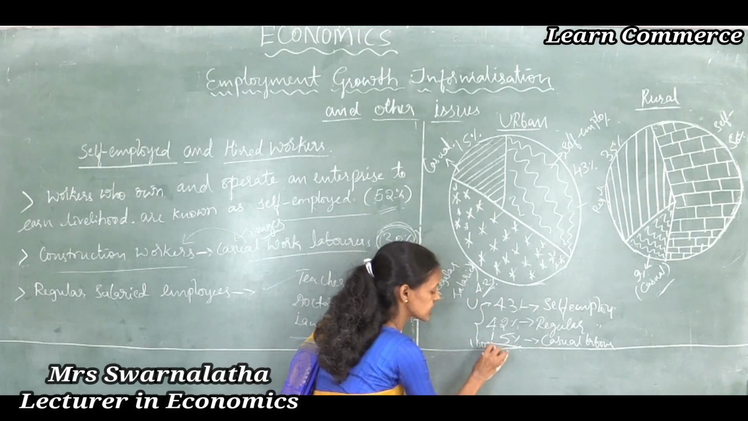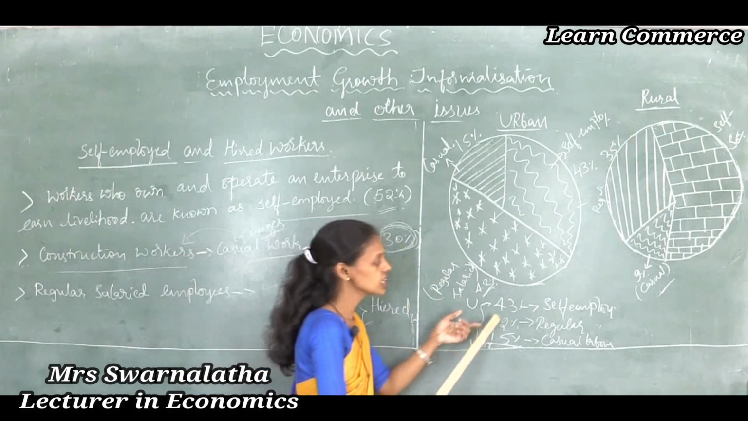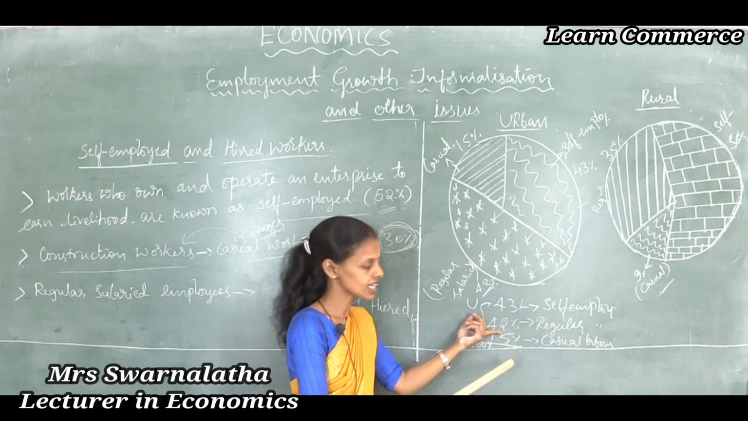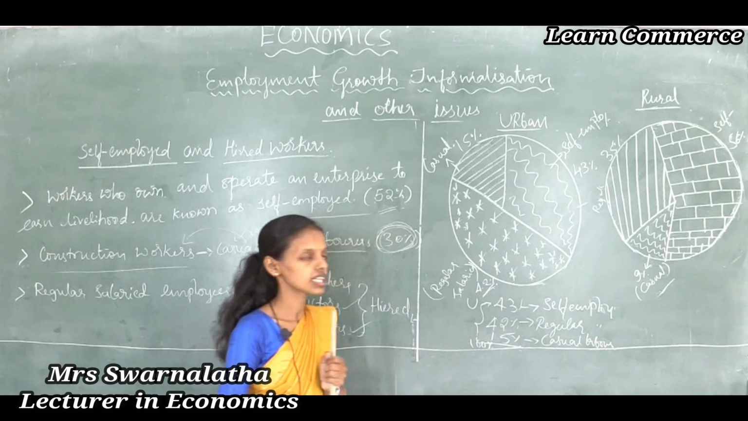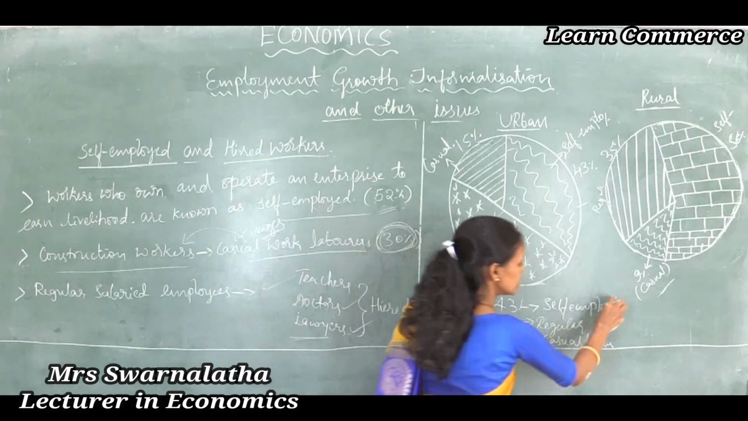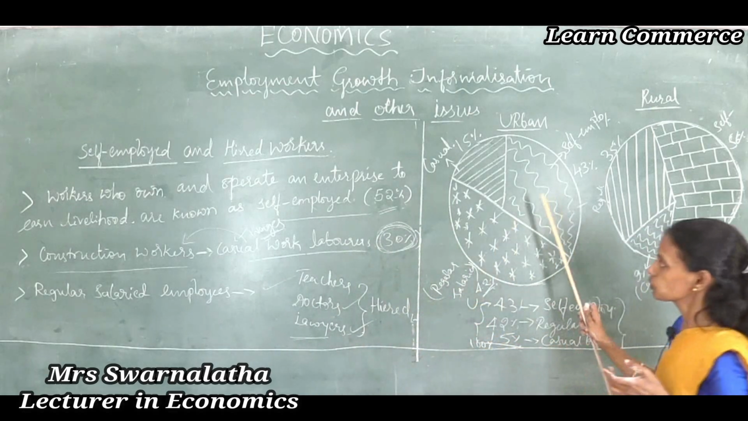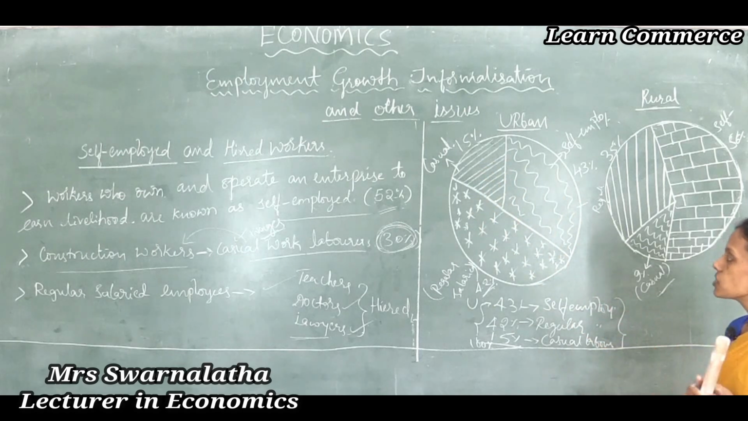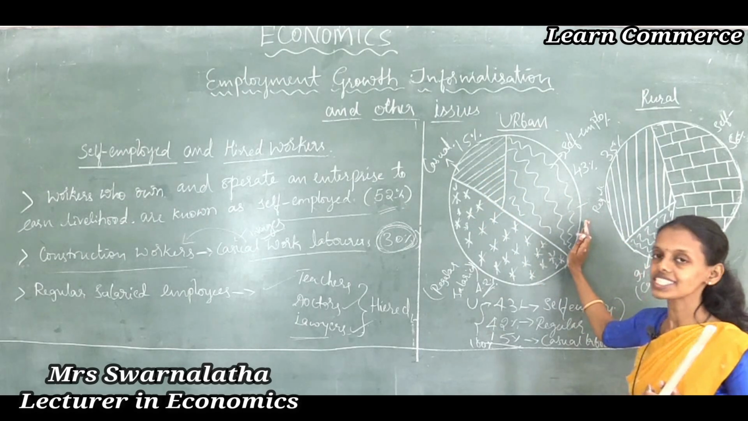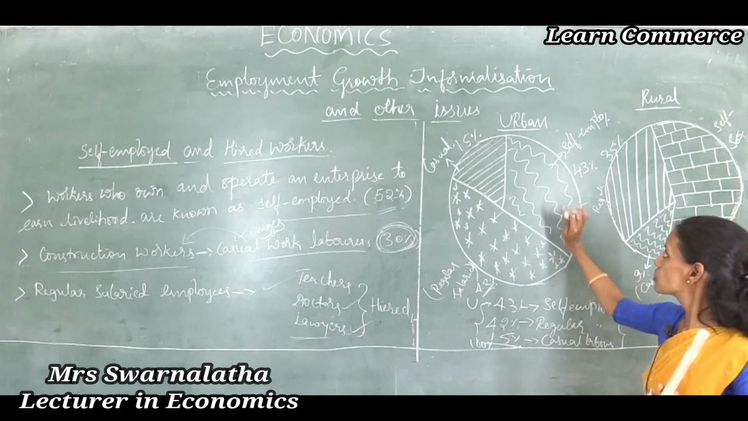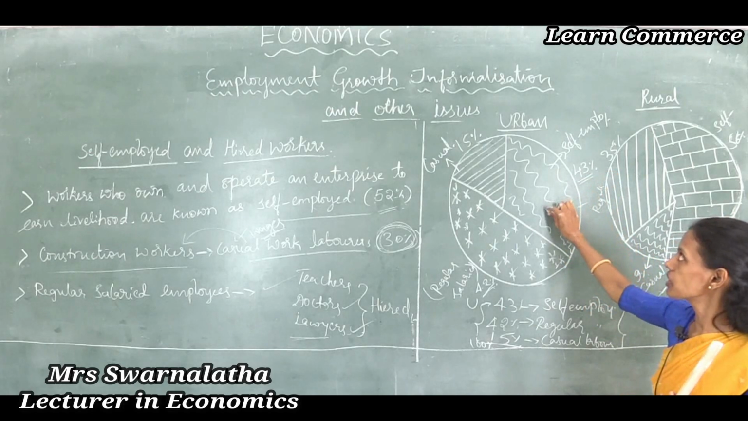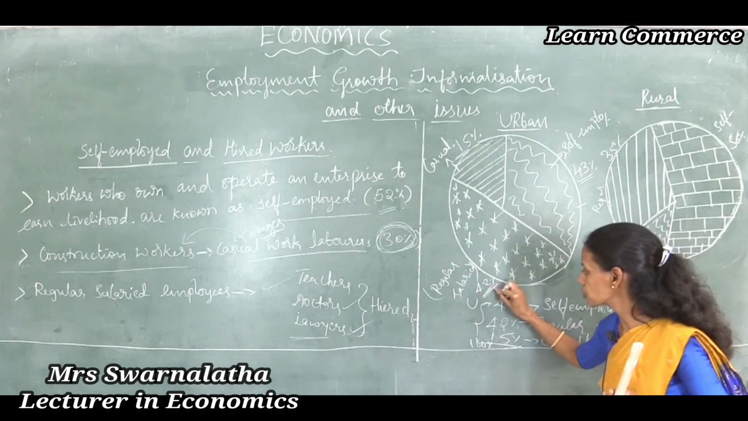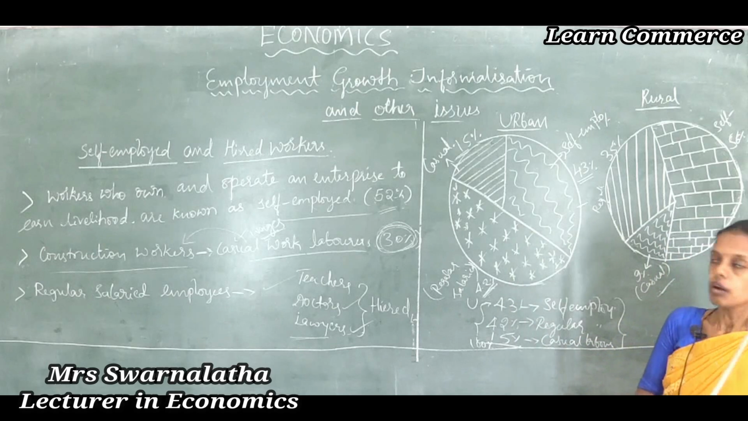Now you can see within the 100%, 43% in urban areas were self-employed, 42% were regular salaried persons and 15% were casual workers or construction laborers. So by this pie chart you came to know how the workers are distributed in the different categories. While we are presenting this through a chart, it is very easy to understand. So 43% of people are self-employed in urban areas, 15% were casual workers and 42% were regular salaried people.